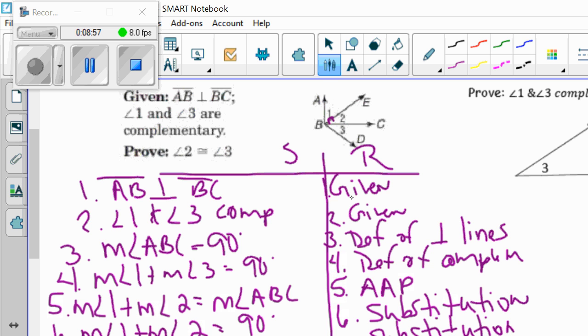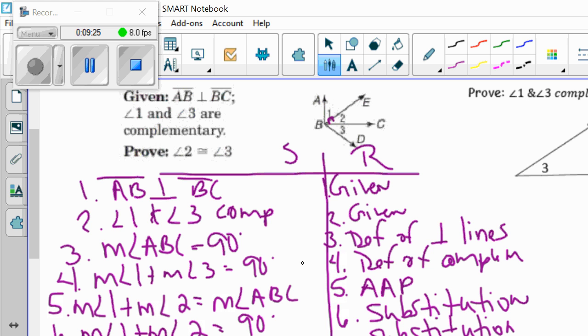So now I notice I have angle 2 and angle 3 on opposite sides. They both have a measure of angle 1. If I subtract angle 1 from both sides, I get measure of angle 2 equals the measure of angle 3. This is the subtraction property of equality. And now all I have left to do is change it from equals to congruence. So then I get angle 2 congruent to angle 3, definition of congruence.